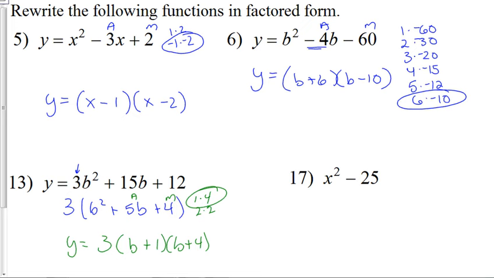Here's another weird case. Notice that there is no b term. There's no term in the middle. So the question is, two numbers that multiply to be negative 25, but add to be 0. You can see that those numbers would be 5 and negative 5.